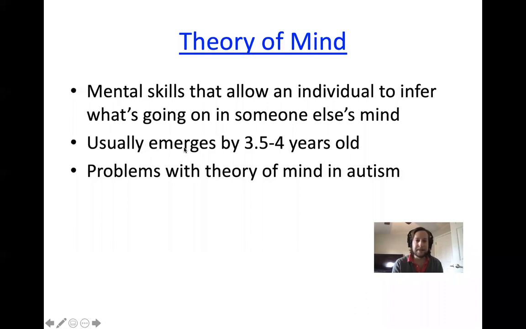Because the idea is that this skill emerges usually around 3.5 to 4 years old. It's the ability to put yourself in someone else's position so you can understand what's going on in that other person's mind. That's what theory of mind is.